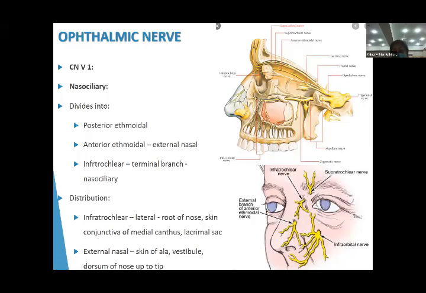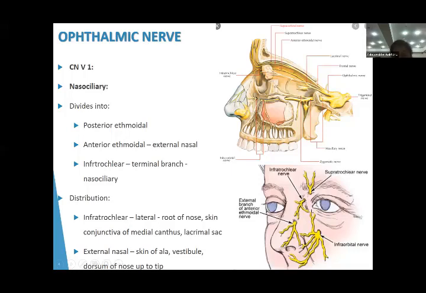Okay. Now let's talk about its distribution. Let's talk about the infratrochlear, beta. This is the infratrochlear now. This is the root of the nose. Yeah, this is the root of the nose, so it supplies the root of the nose. Skin and conjunctiva over the medial canthus. And here, you know, you have the lacrimal sac, which it also supplies.